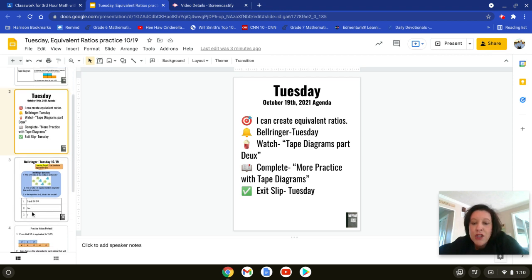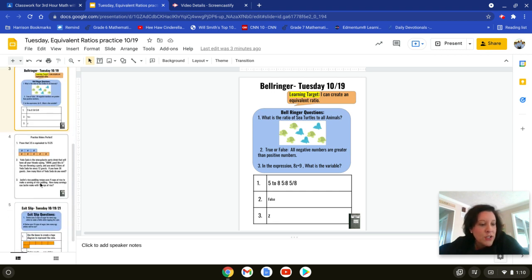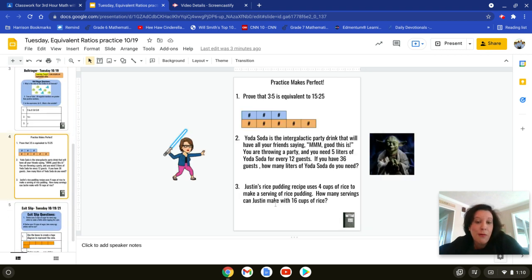So here you are watching tape diagrams part 2. We've already gone over our bell ringers, and now we get into just the practice problems. These are very similar to what we did yesterday. The numbers are different. So prove 3 to 5 is equivalent. It has the same value, has the same pattern that could get you up to 15 to 25.